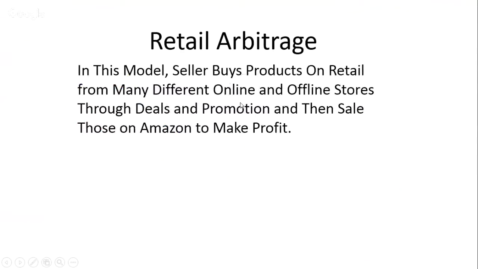So basically, that's what the retail or online arbitrage model is. In this model, the seller buys products at retail from many different online and offline stores, through deals and promotions, then sells those on Amazon to make a profit. So that's basically the retail arbitrage model.